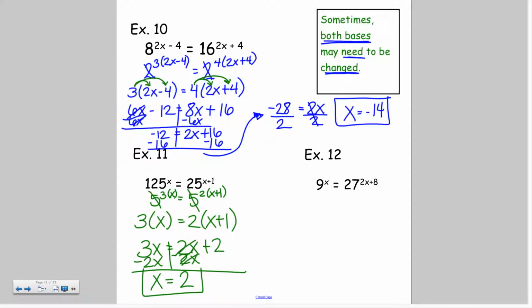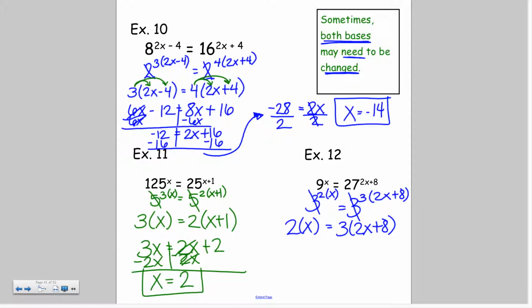All right, number 12. This one is going to be 3 squared. And then I'm going to have 3 cubed. All right. Now my bases are the same. So it's going to cancel them out. I'm left with 2 times x is equal to 3 times 2x plus 8.